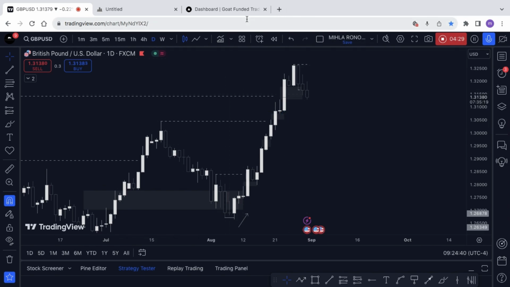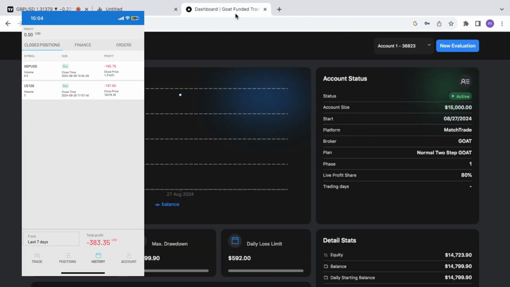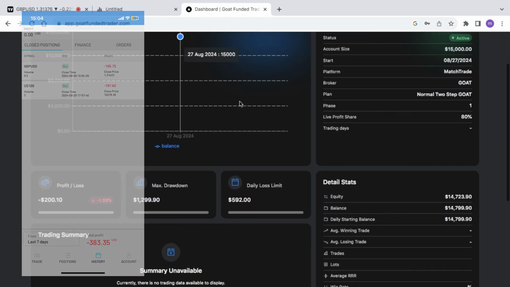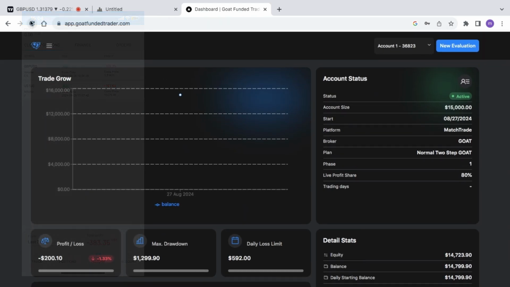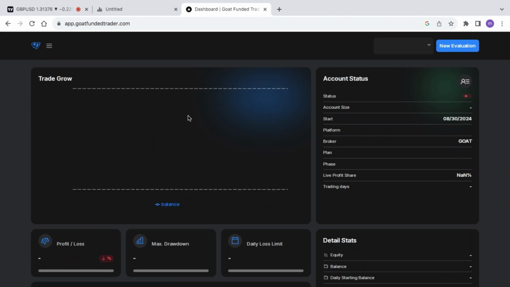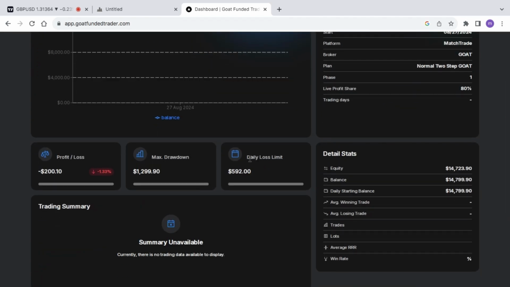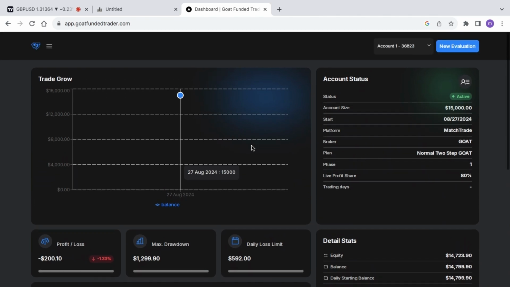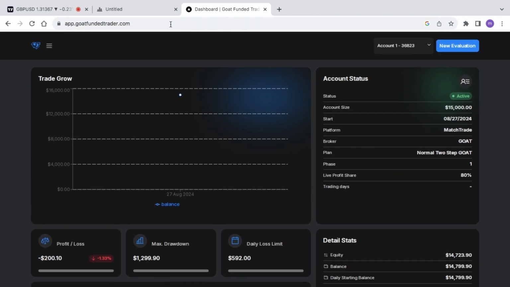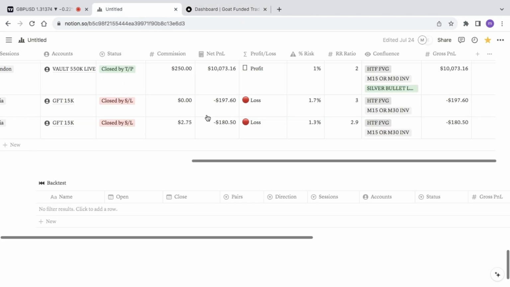We ended up taking a stop loss. So we're down 3% for the week. Let me just refresh my dashboard. We're down 3% for the week. It hasn't refreshed yet on my dashboard, I don't know why, but I'm gonna attach my Match Trader and let me show you my journal.